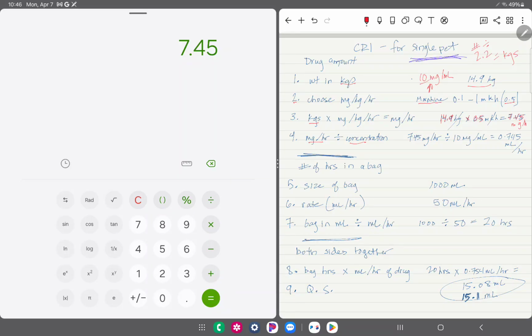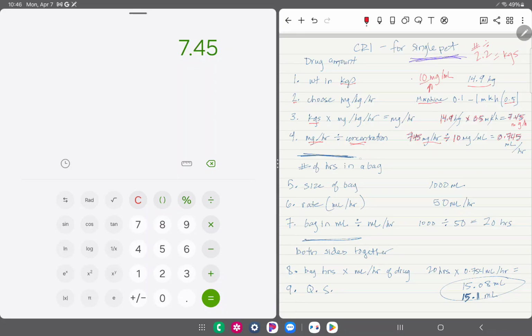And then you've got the last one here again, mg per hour divided by concentration. So you've got that 7.45 mg per hour divided by the concentration, which is 10. And that's going to give you 0.745 mils for each hour. Mils for each hour. Okay.